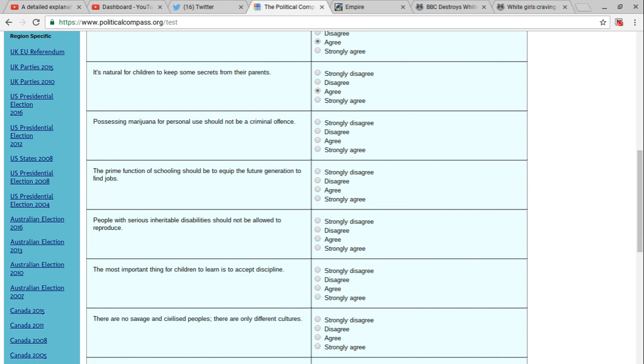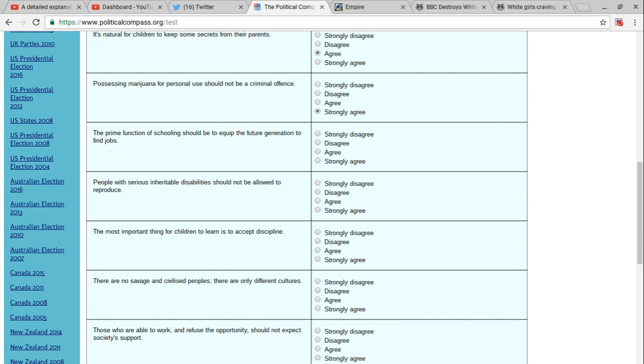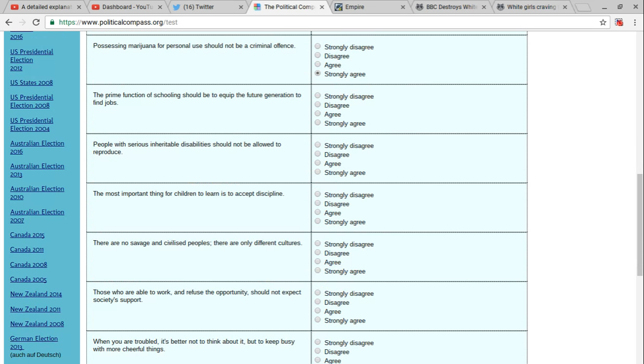Possessing marijuana for personal use should not be a criminal offense. Strongly agree. I mean, I'm smoking cigarettes right now. It's not deadly compared to what I can legally smoke, and it's non-addictive, at least from all the studies I've read, whereas what I'm smoking is addictive. It has more medical benefits, more psychological benefits, positive, mind you, than cigarettes. So yeah, should be legal. Prime function of schooling should be to equip the future generation to find jobs. That's a prime function of our schools. They are failing miserably, by the way. I strongly disagree.